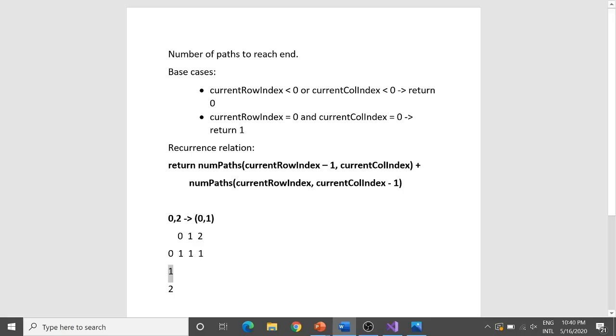Now what is this subproblem? The intersection of this 0 and this one. It is this subproblem. So what do we have over here? This is the leftmost column.